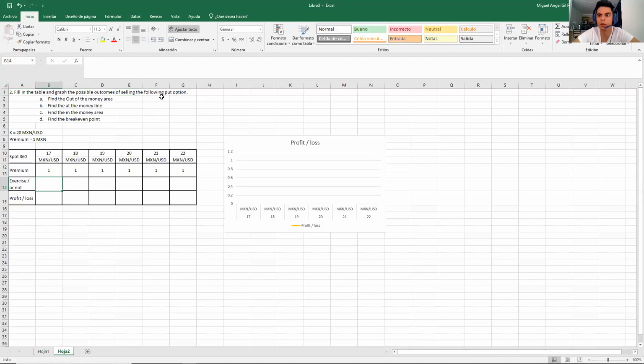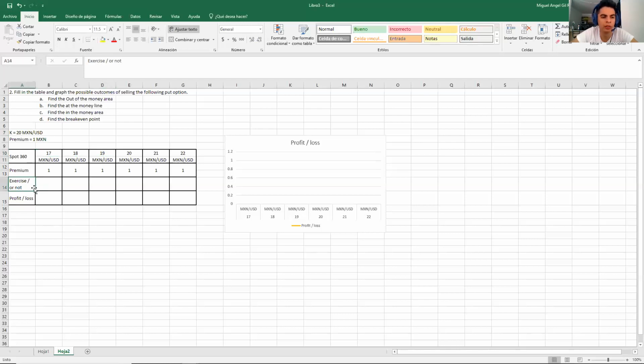So it is a put option, but we don't have the option. The option is with the other person. So we only have to obey. Whatever the other person says, we need to obey. So let's analyze this from the perspective of the person who is buying the option. The person has the right to sell $1 at the price of 20 pesos. Remember, if that person exercises, that means that he or she is going to sell the dollar to me. If the person doesn't exercise, that means that that person is going to sell it in the market.